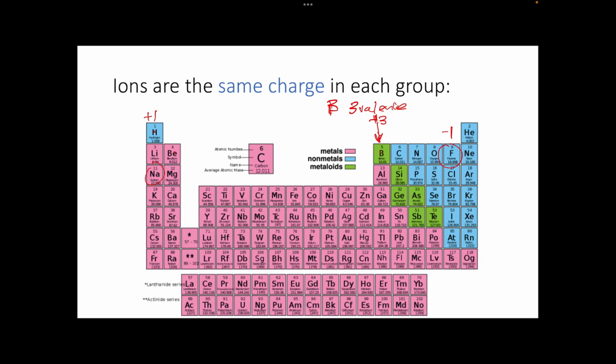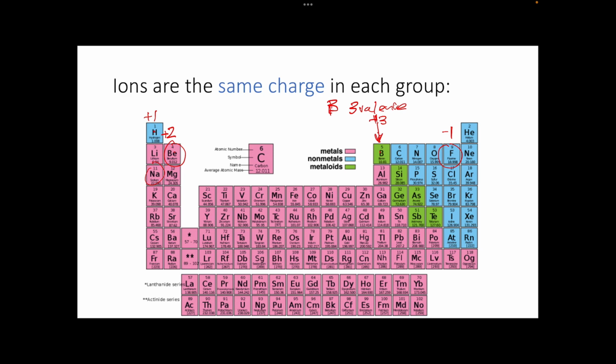Okay, and it's going to be the same here. In group 2 over here, if we look at barium, barium has 2 valence electrons. It's going to be more likely to lose the 2, so it's going to have a +2 charge, and that's going to be the same for every element in that group. Magnesium, calcium, strontium, all those going down will have a +2 charge when they make an ion.